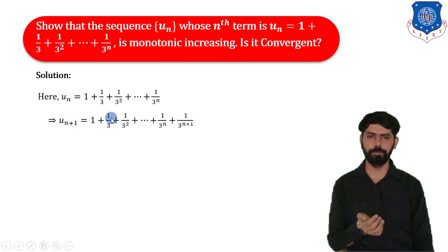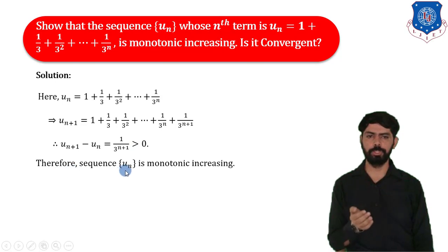So it will be 1 plus 1/3 plus 1/3² plus so on plus 1/3^n plus 1/3^(n+1). Here this is u_n. So we can say that u_(n+1) is equal to u_n plus 1/3^(n+1). So u_(n+1) minus u_n is equal to 1/3^(n+1), which is greater than 0. Therefore the sequence u_n is monotonic increasing.